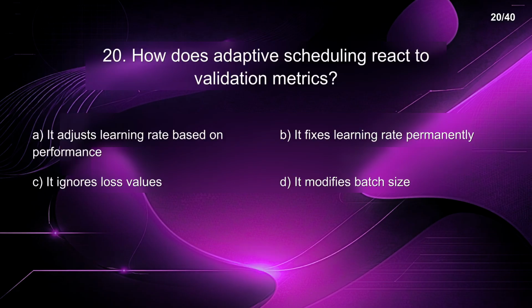20th question. How does adaptive scheduling react to validation metrics? A. It adjusts learning rate based on performance. B. It fixes learning rate permanently. C. It ignores loss values. D. It modifies batch size.